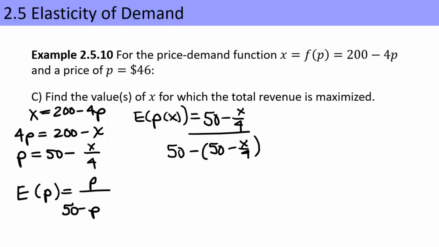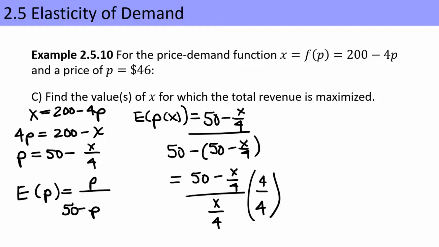We've got some algebra to simplify, and in the numerator, we've got 50 minus X divided by 4, and the denominator, 50 minus 50, cancels, the negative and negative gives us a positive X over 4. Let's multiply the top and bottom both through by 4, and the result in terms of X will be 200 minus X divided by X.